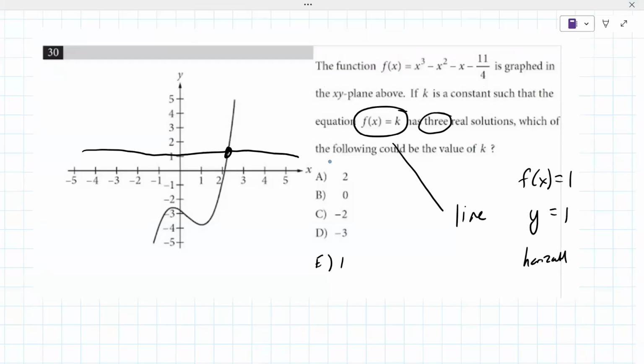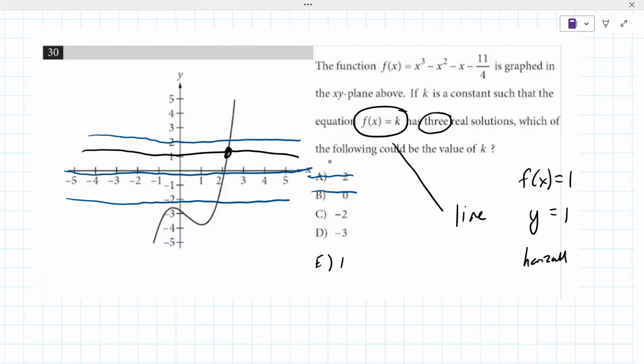Let's say it was A. Let's draw a line at y equals 2. How many times does that hit the graph? Once. Okay, so that's out because we want it to hit 3 times. How about at 0? Once. Okay, and then at -2, once, and then at -3, 3 times. There you go.